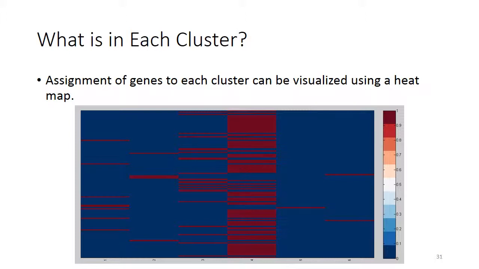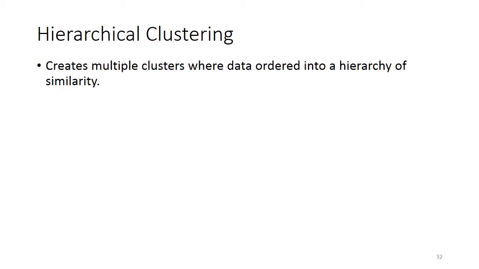The gene names are not presented, as the heat map can become busy, but we can see here that that one point in cluster 5 belongs to this single gene, and all of these points in cluster 4 are all of these red genes here. And so then we'll move on to hierarchical clustering.